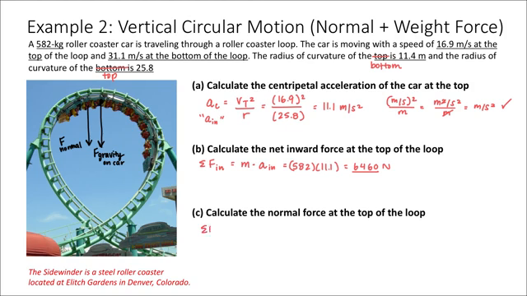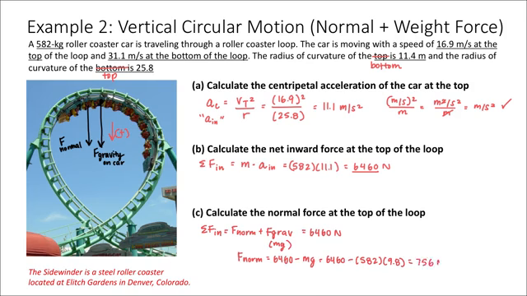So if I were to write this out, I would say that the net inward force is equal to the normal force plus the gravitational force. In this case, they're both positive because we define the direction into the center of the circle as positive always. And I calculated earlier that this sum has to be equal to 6,460 newtons. So if I subtract the gravitational force from both sides, I can solve for the normal force, because I know that the gravitational force is just mg. And that'll be equal to 756 newtons.